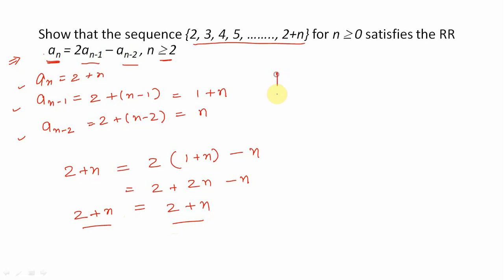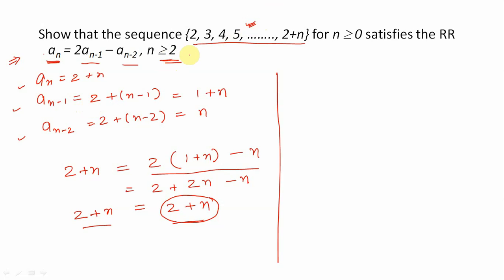This is one way of doing this. Or what you could have done was you could have used just the RHS to show that it comes out as this value, which is the same as an. So left hand side is equal to right hand side. So I can say that this particular series that has been given to us satisfies the recurrence relation.